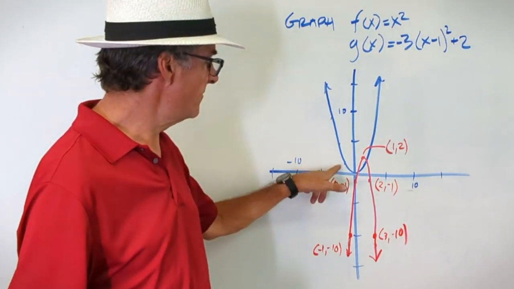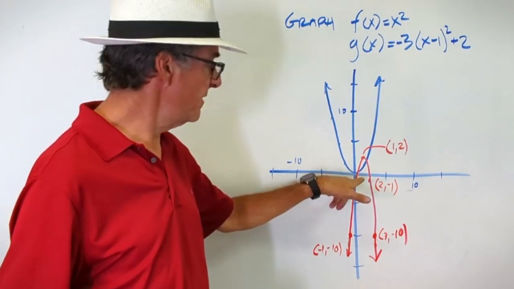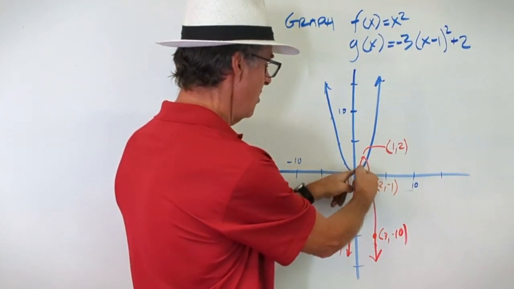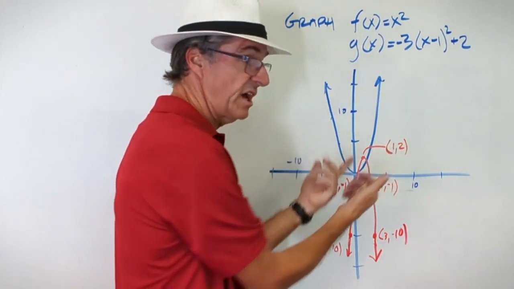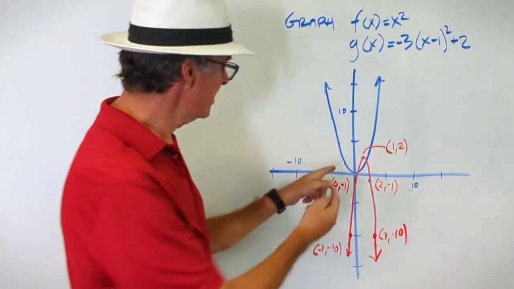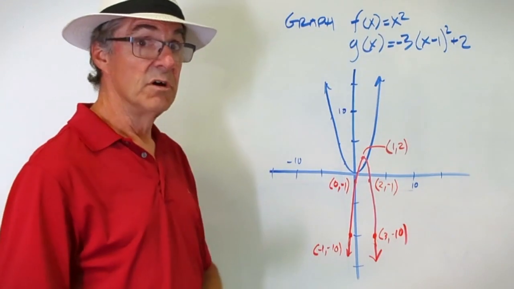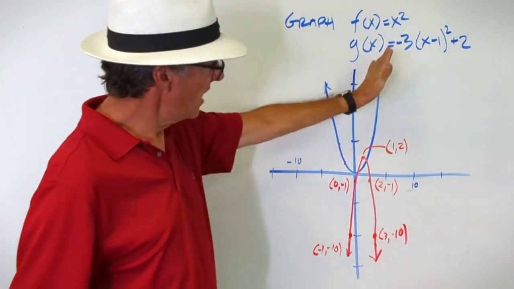So here's my mother parabola, centered on the origin. There's my vertex. I go over 1, up 1 for my first point, and then over 2, up 4 for my second pair of points. Actually, I went over 3, up 9 for the third one. So that gives us our mother parabola.